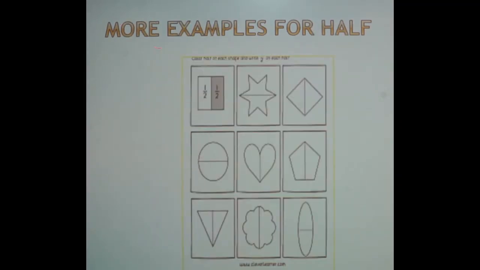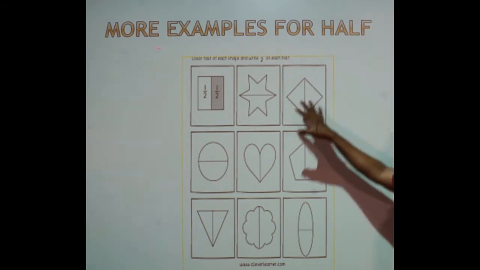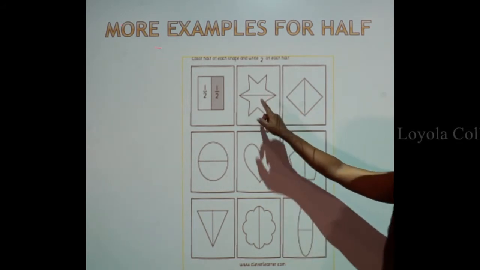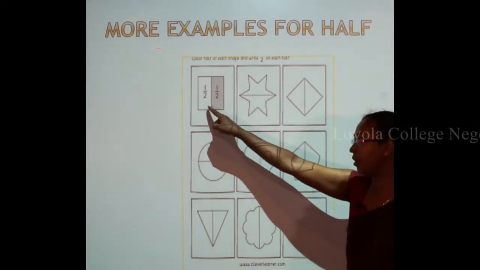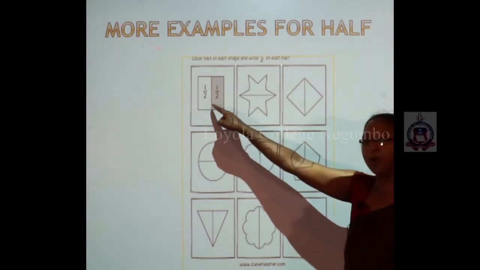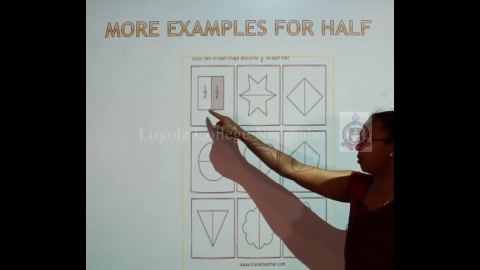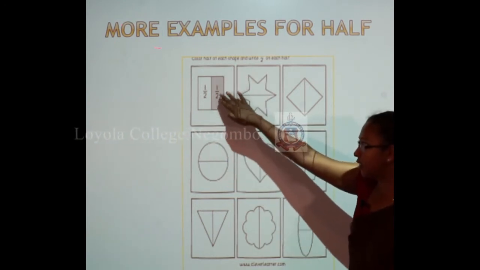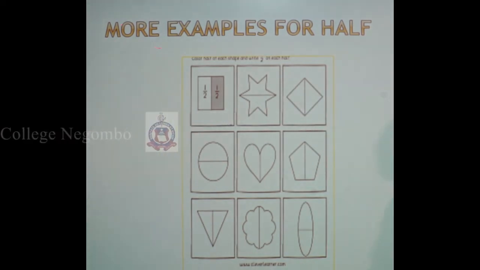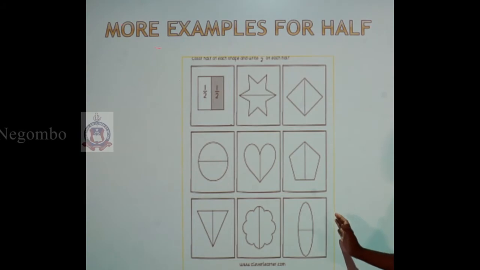Right, here's another. More examples for half. This is for you to do at home, right? Now you know how to find out half. So you need to color 1 part. And I told you how to write half. That is 1/2. 1 part out of 2. So you need to color only 1 part when you are asked to color half, as I showed you before. Right, Pute, we did many activities to identify half.